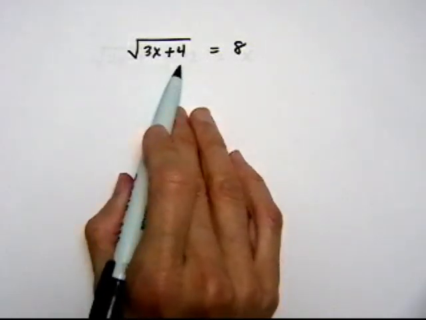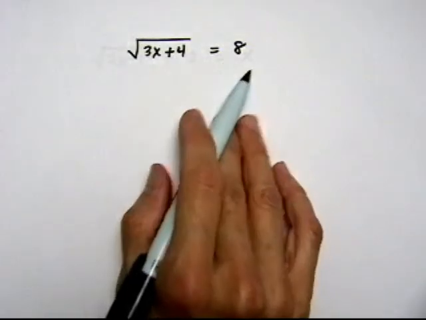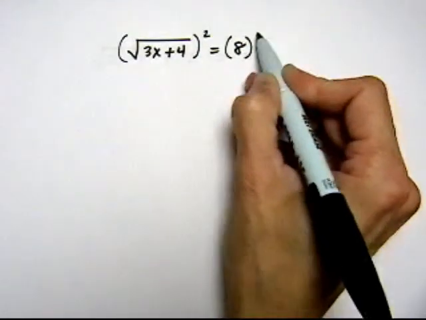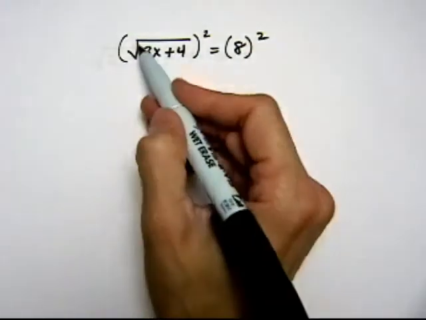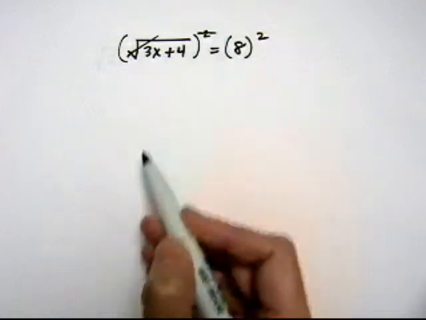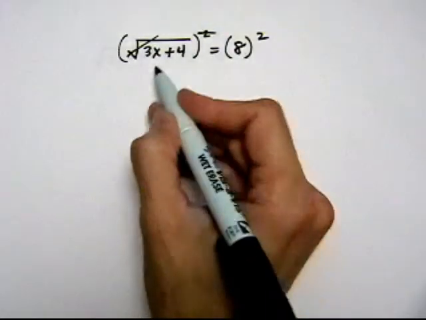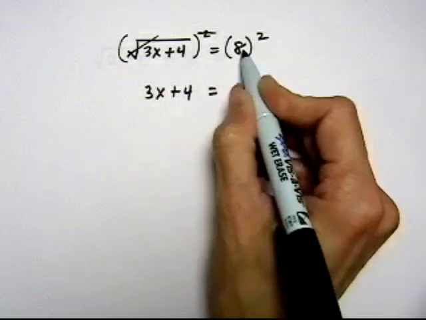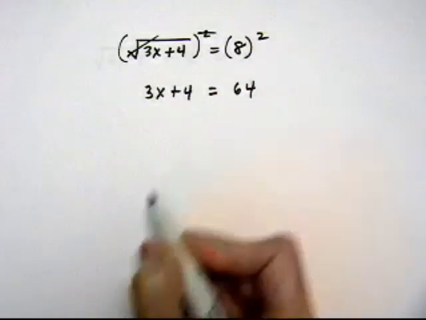This root's already isolated, so we don't have to move anything around. We can go right to squaring both sides of the equation. Now when I square both sides, the root and the square are undoing each other and we get the insides out of the root. We get 3x plus 4, and that equals 8 squared, or 64.